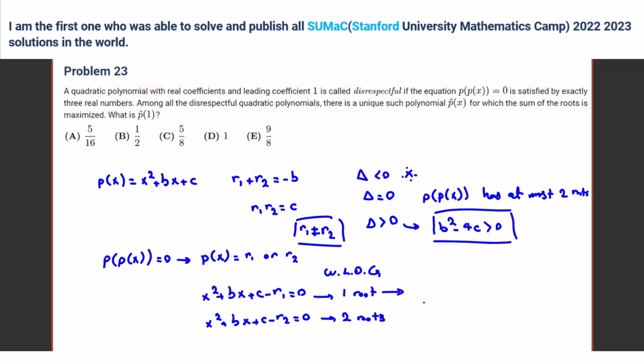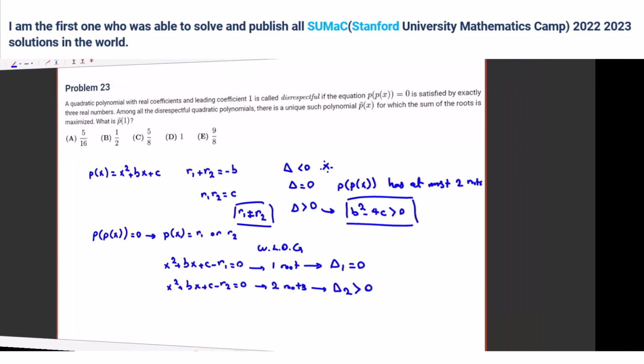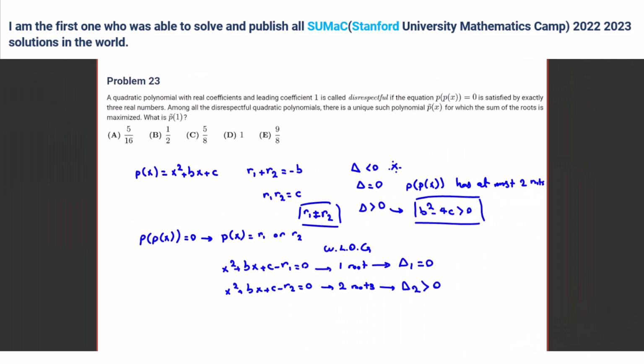Because here we have 1 root, the discriminant equals 0. And here the discriminant is greater than 0. Want more hint or is that enough? Can I have a hint? Okay, sure. We said R1 is not R2, and delta 1 is 0, delta 2 is positive.